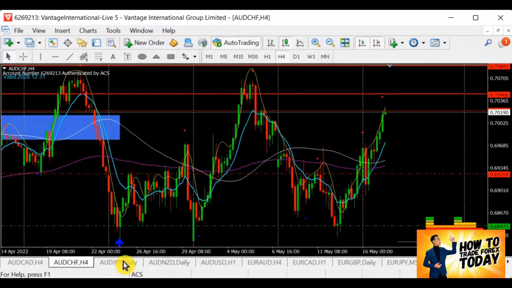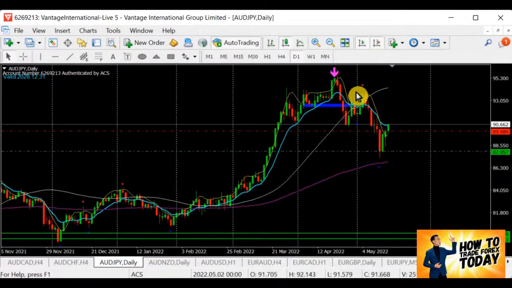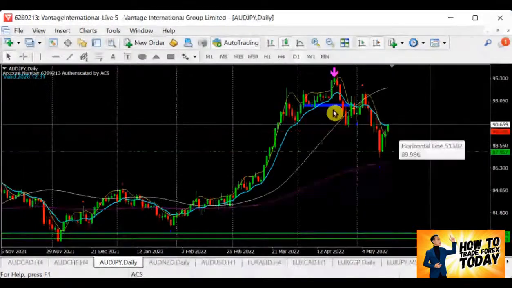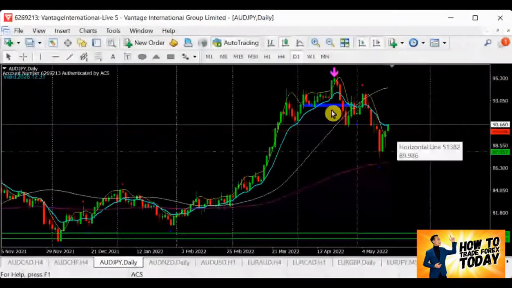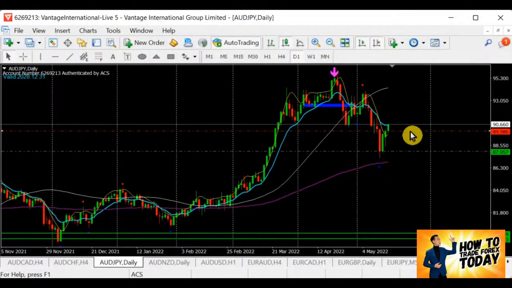Next to go is the Aussie Yen. With Aussie Yen, we are also into the bear. However, in the bear today, we are experiencing another round of buying, another round of retracing upwards. As we can see, it is retracing upwards right now towards the resistance level.